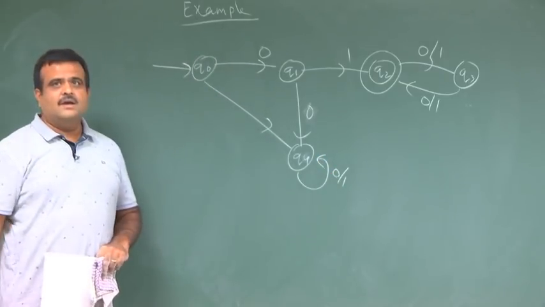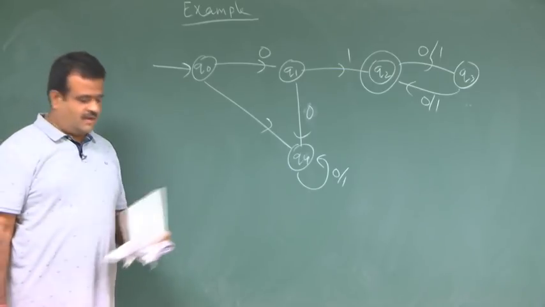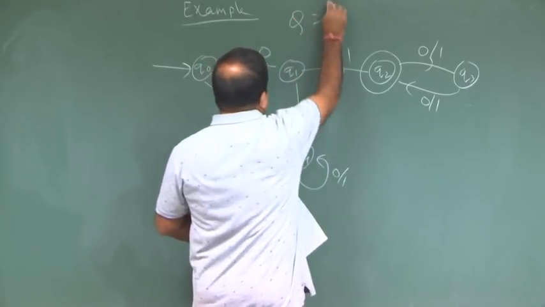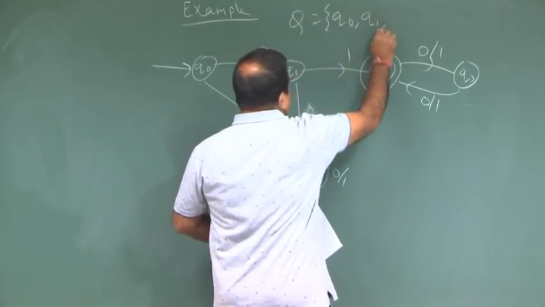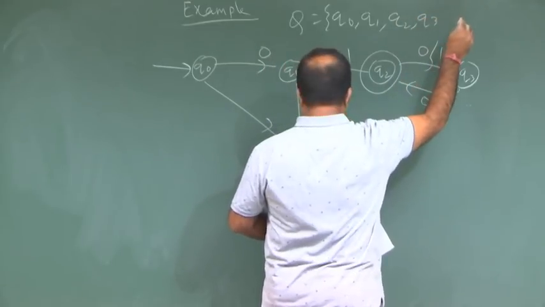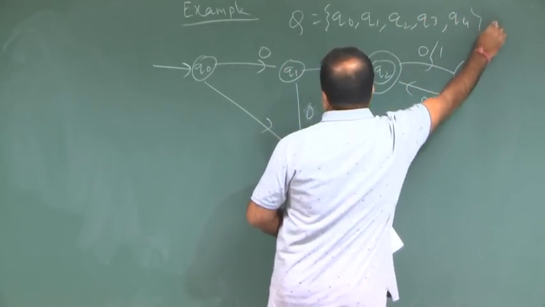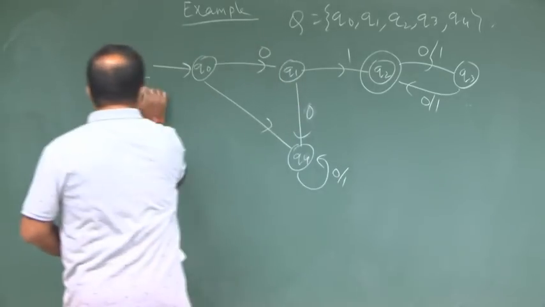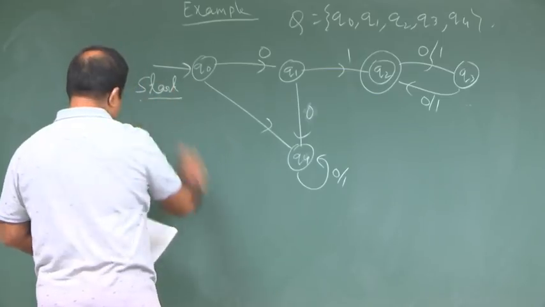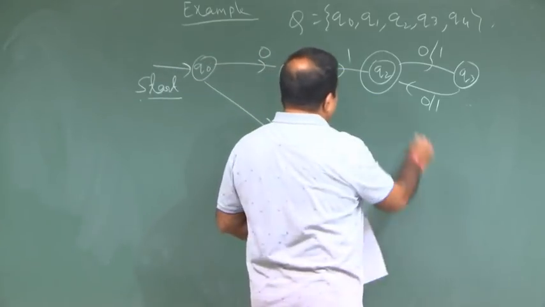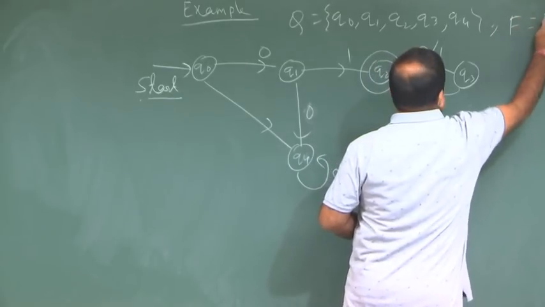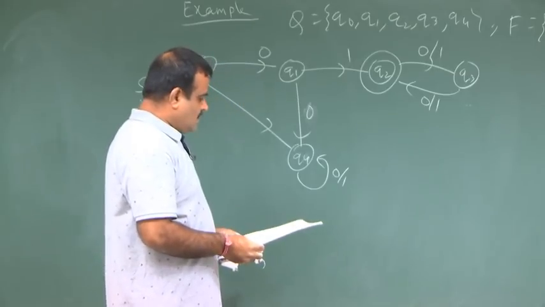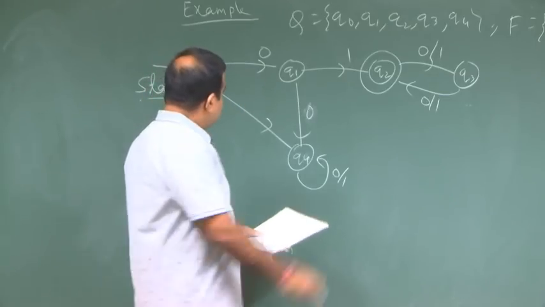So, this is one example of a DFA, deterministic finite automata. So, what is our Q? Q consists of q0, q1, q2, q3 and q4. There are 5 states. And this is our starting state. And what is our F? F is our q2. Now, this is our rule delta.